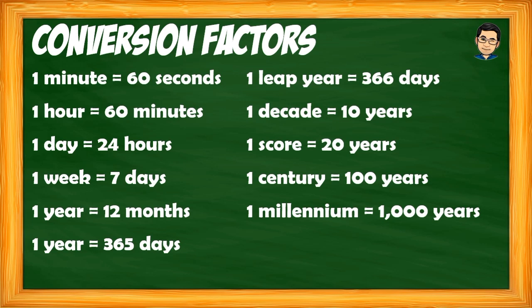Isang araw, that is 24 hours. Isang linggo, 7 days. 1 year, that is 12 months. 1 year is equal to 365 days. And then kapag leap year naman po, 366 days. So, ang leap year po, nagdadagdag lang po tayo ng isang araw sa kalendaryo. So, that is February 29.